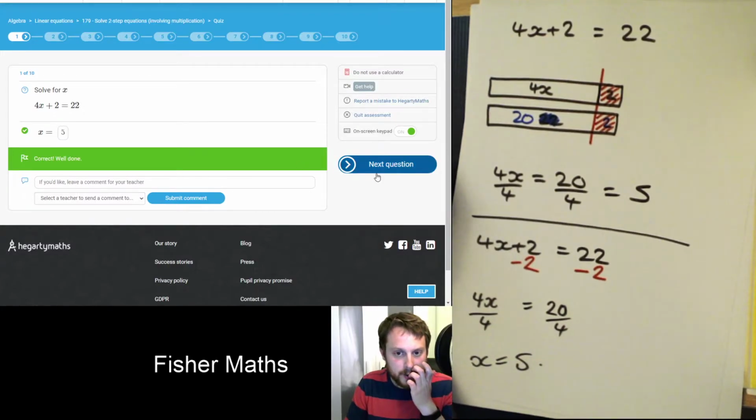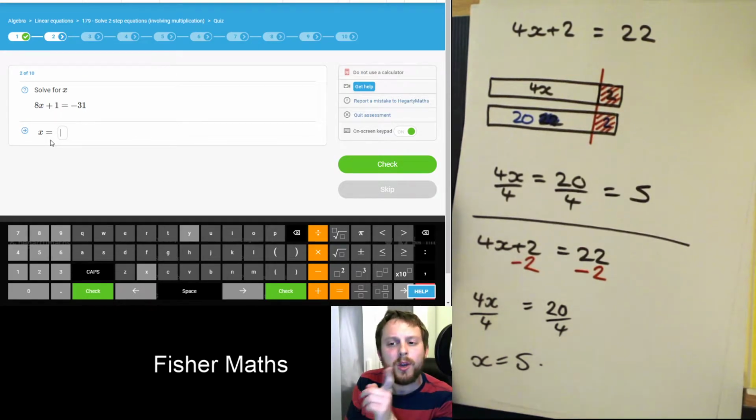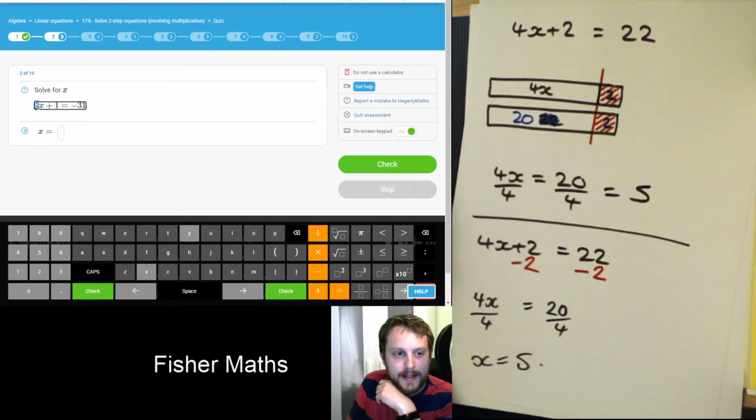So let's have a look at some more questions. 8x add 1 is minus 31. So I might not draw a bar for this one. I might just try to use the balance method. How do you want to approach this? What is it that you want at the end? What are you going to end up dividing by, do you think, in this question? So right at the end, you're going to end up dividing by 8.